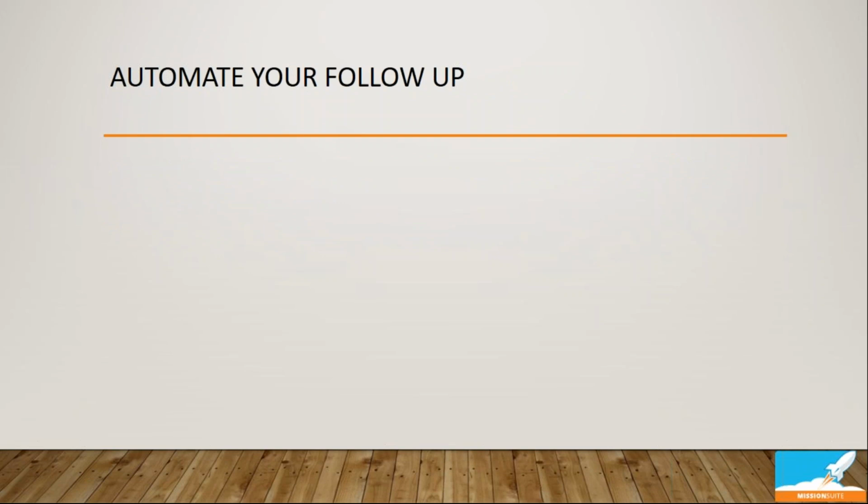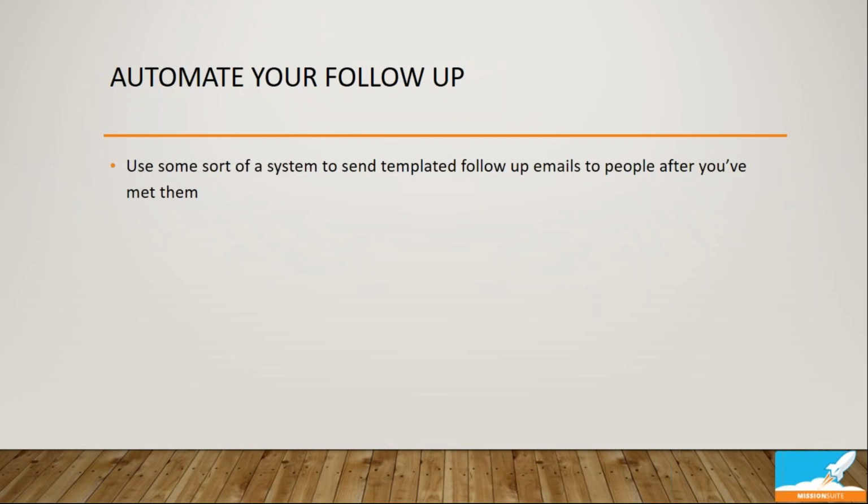And then the next step is that I automated my follow-up. So you want to be using some sort of a system to send a templated follow-up email to people after you've met them. Now, this is something that you can do with Outlook or Gmail. It's something that you can do with MailChimp. It's something that you can obviously do with Mission Suite, with our system. Doesn't matter what you're using, just use something.